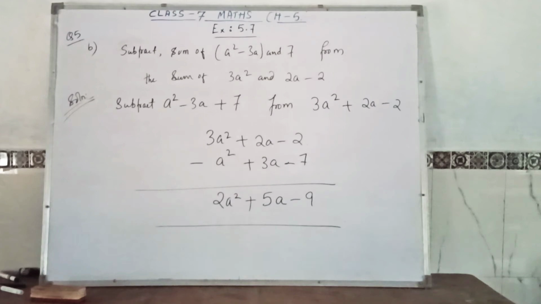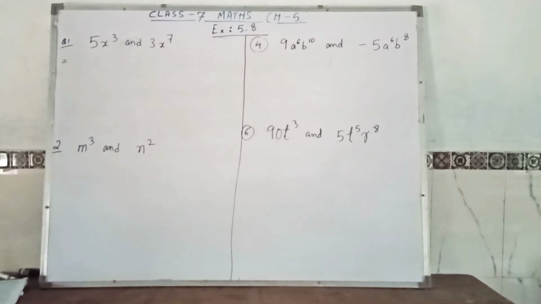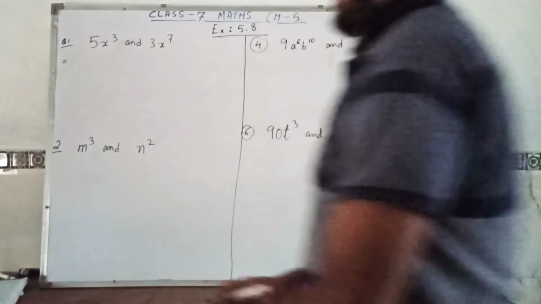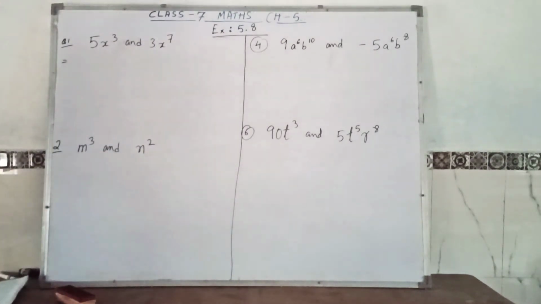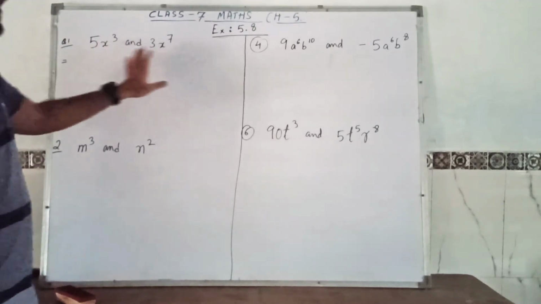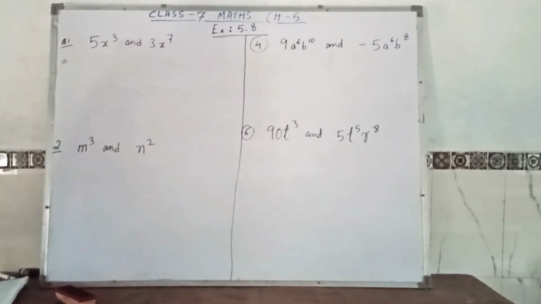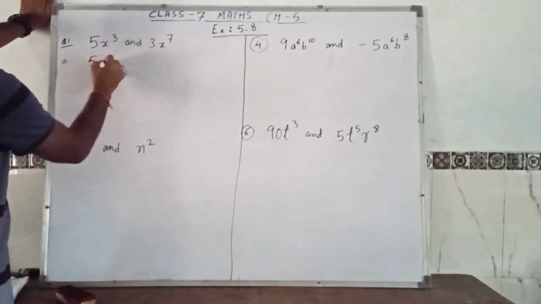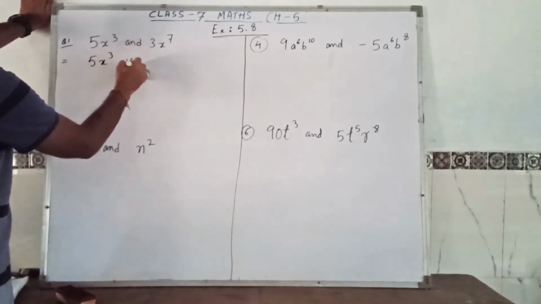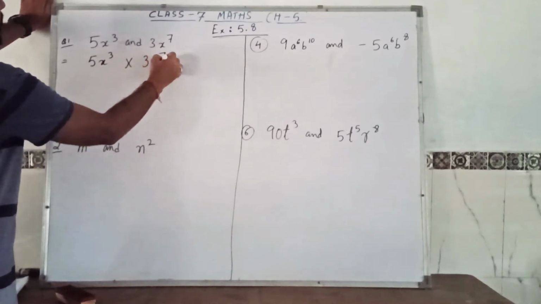5.8. Let me do it on the next board. Let us go to the next exercise, 5.8. What does the question say? The question says, multiply the following algebraic expressions. I have written some questions on the board. Multiply means what? Multiplication. So 5x cube, and multiply 3x to the power 7.